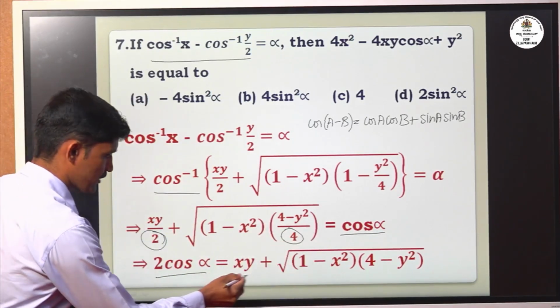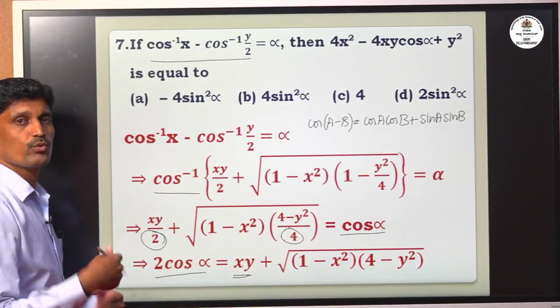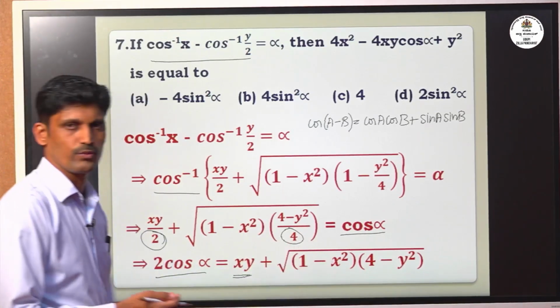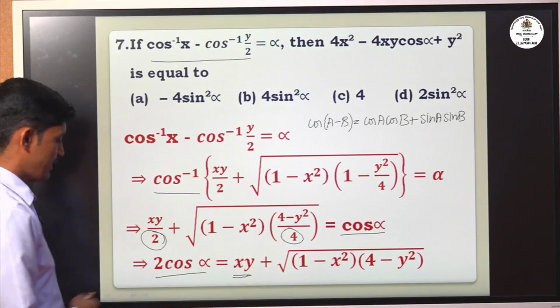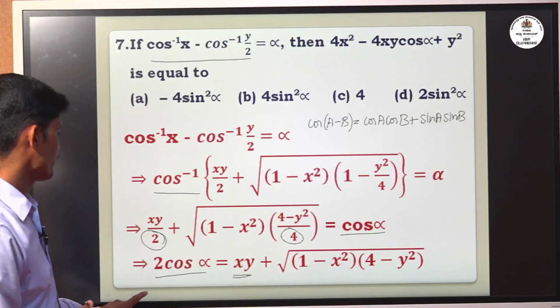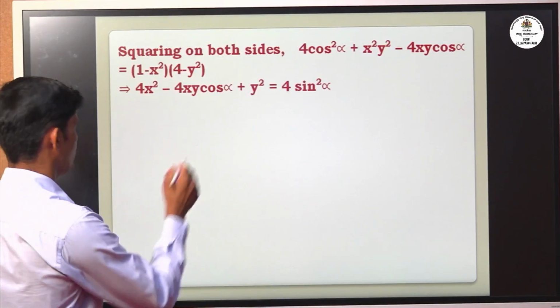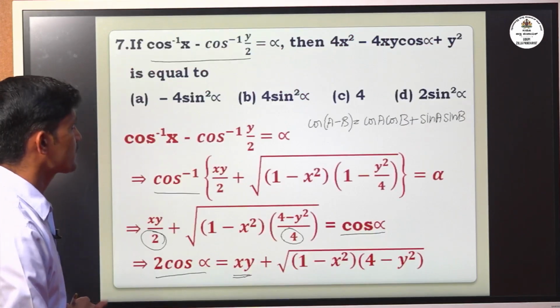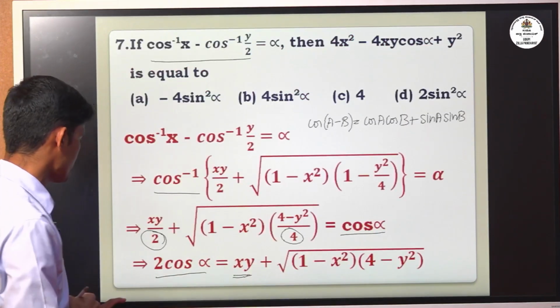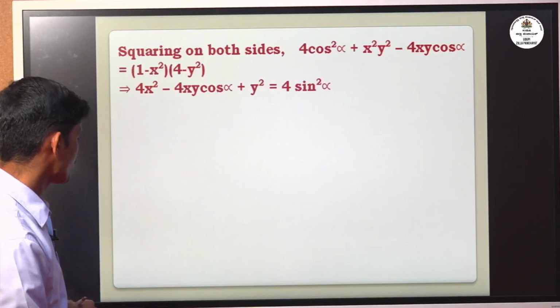Then you shift xy to the left side and square on both sides in order to remove this square root. Shift xy to the left side and square on both sides. We get 4 cos square alpha plus x square. This is 2 cos alpha minus xy.